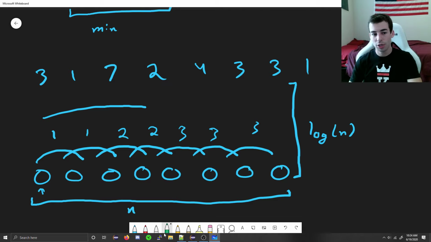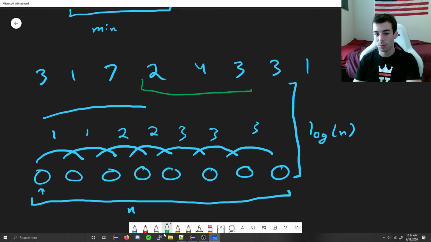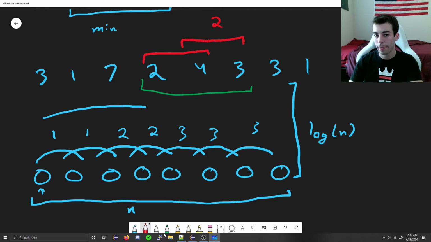But what if this range that we're trying to look at isn't a power of 2? So maybe it's 3 long. So maybe we're looking at this range. Well, what we can always do is we can take this range and we can find the largest power of 2 less than its length. So it's 3 long, the largest power of 2 less than or equal to 3 would be 2. So then what we're going to do is we're going to take the first 2 elements here and the last 2 elements, and the union of these 2 ranges will be this green range here. The union of the 2 red ranges will be the green range.